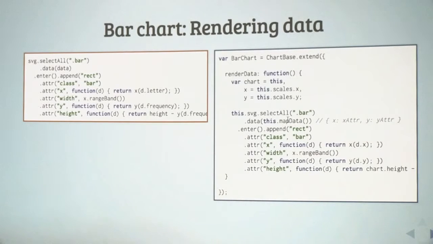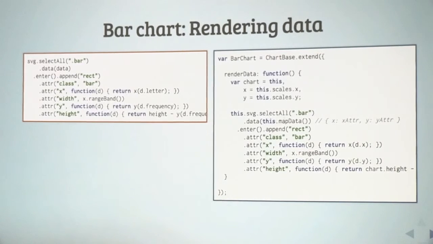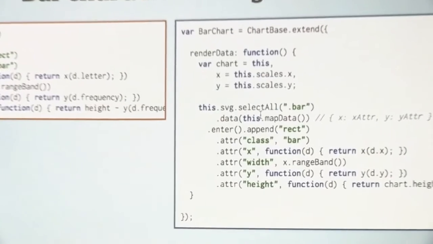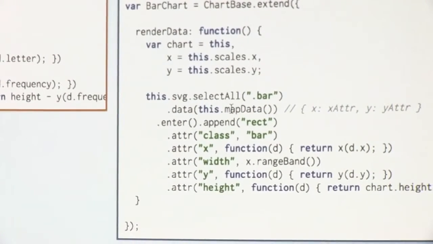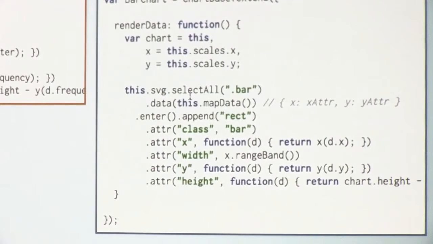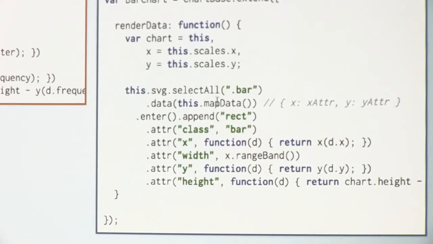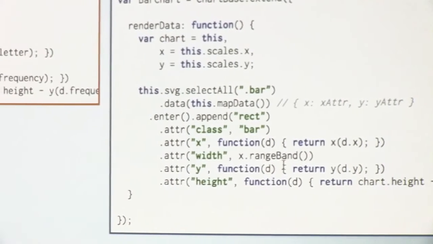The only weird thing that's happening here is that we have a method for getting the data. And I don't have it written out here, but it's just a simple method of getting the original data, mapping out the properties that were defined in the options, and mapping them as x and y. So in the function below, we can use it in a generic way. We don't have to care about which properties the user wants to see or what the data looks like. So it's all about abstracting away the schema of the data and even the context that the chart is used in.